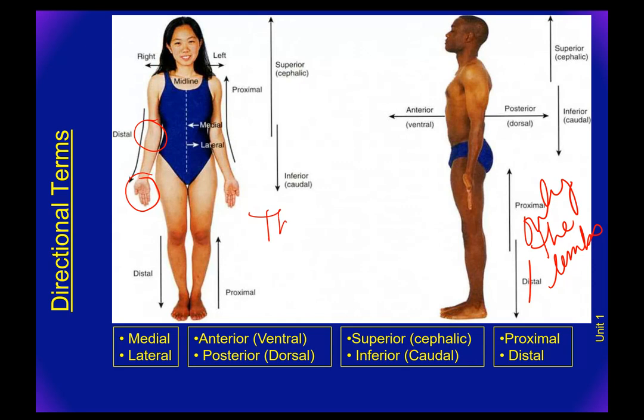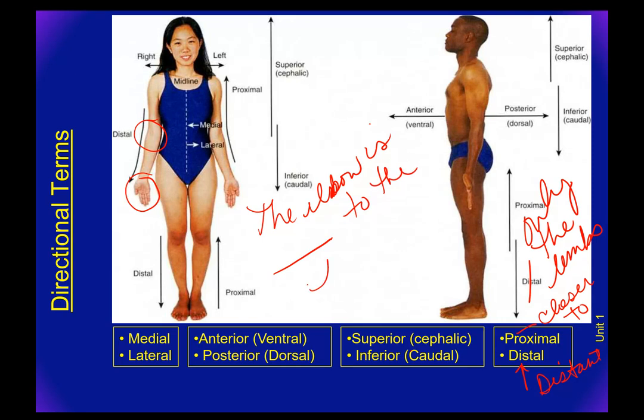So in this case, I'm going to go with the hand versus the elbow. Okay? So hang on. Proximal means closer to. Distal means distant. Big surprise, I know. So in this case, the elbow is blank to the hand. Is it closer to the torso or further away from the torso? Is it distant? It's closer to the torso, this part of the body, right? So the elbow is proximal to the hand. Okay? Sorry, torso.